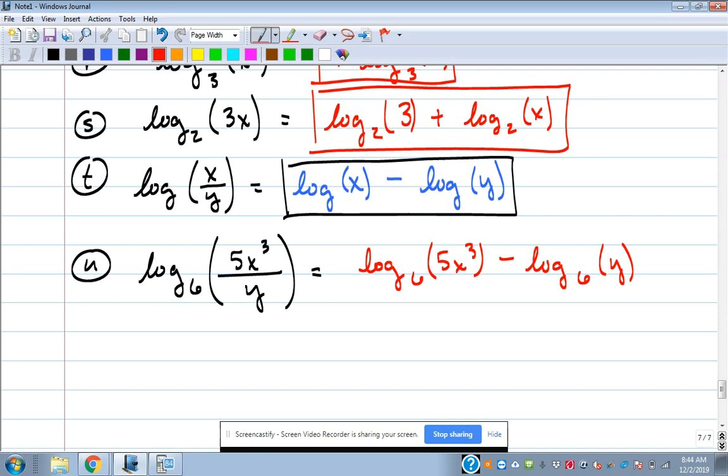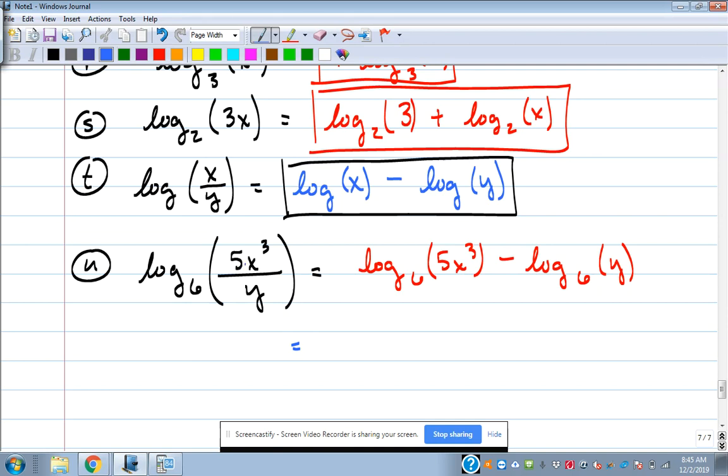Now, will either of those two pieces break apart further? The 5x cubed has what in it? It's got an exponent. What's the exponent on? The x, not the 5, right? And then what's going on between 5 and x cubed? They're multiplying. So I'm going to get the 5 and the x cubed apart first using what property? Power, or not power.